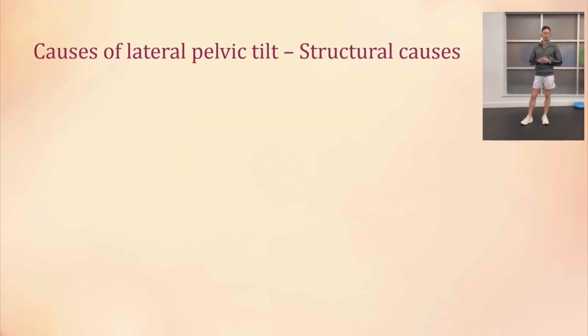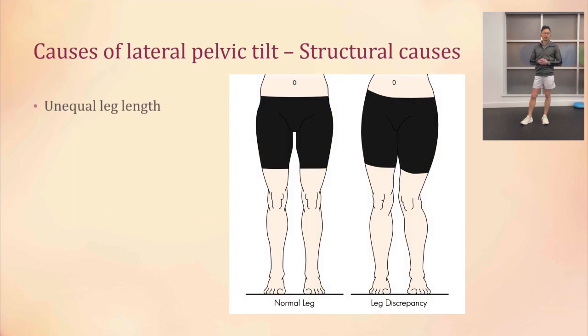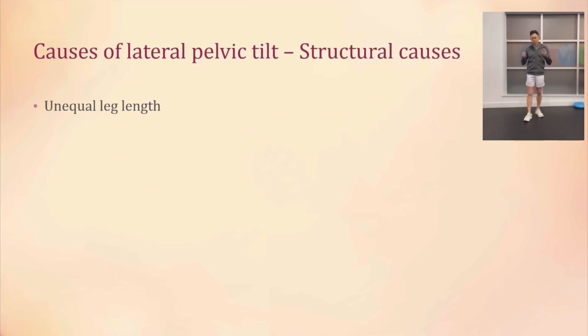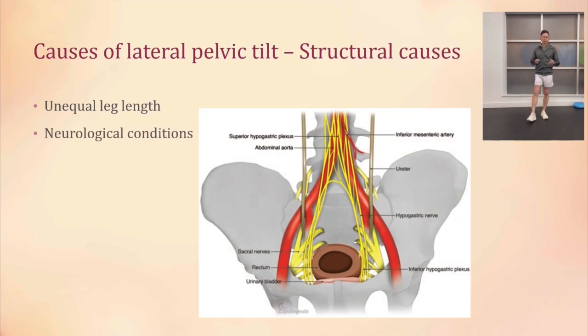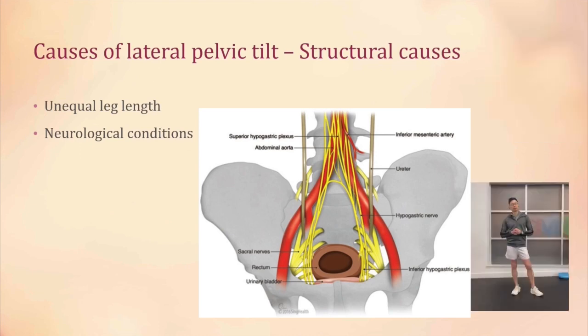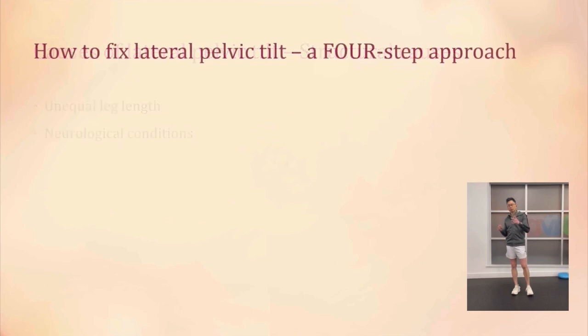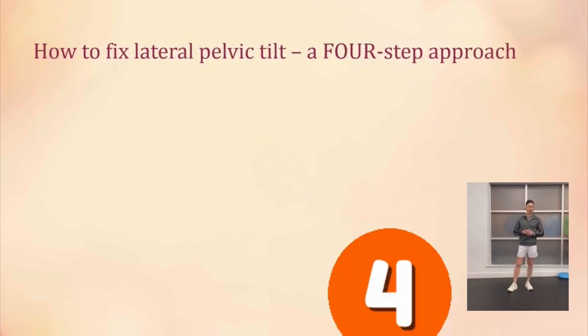Then we have structural causes such as leg length discrepancy. Having one leg that is structurally longer than the other side will result in a lateral pelvic tilt, and the side of the longer leg will generally have the higher hip, but not always. And then we have neurological conditions. Any condition that impacts the nerves that supply the control of the pelvic musculatures may result in a lateral pelvic tilt.